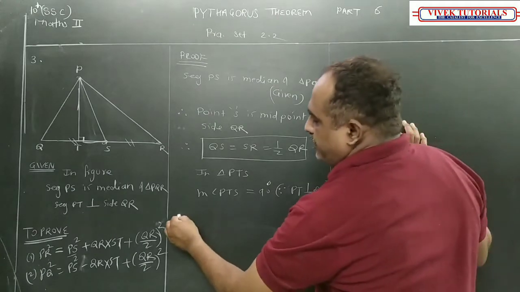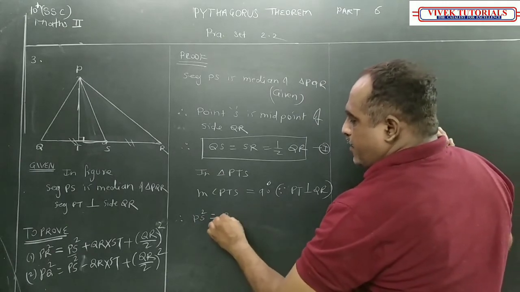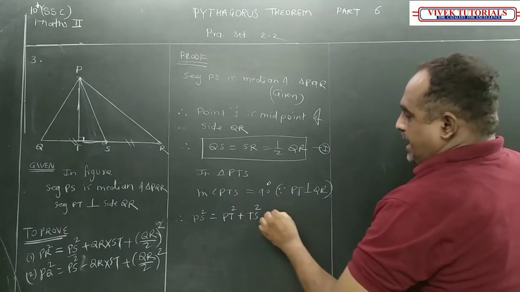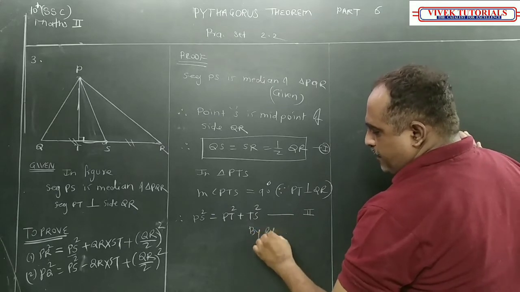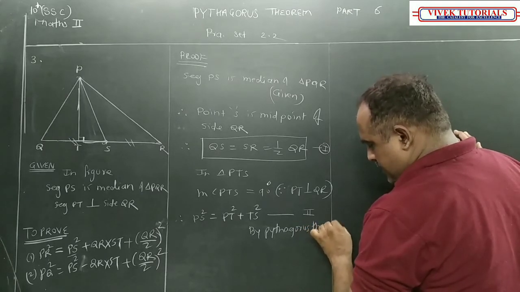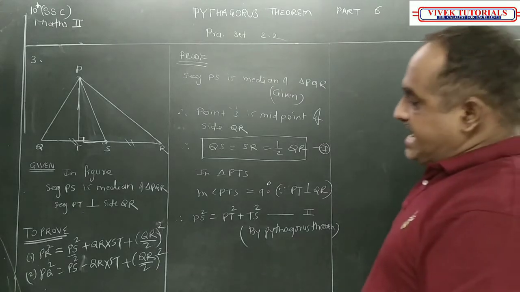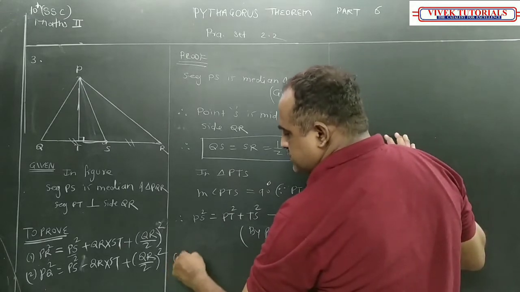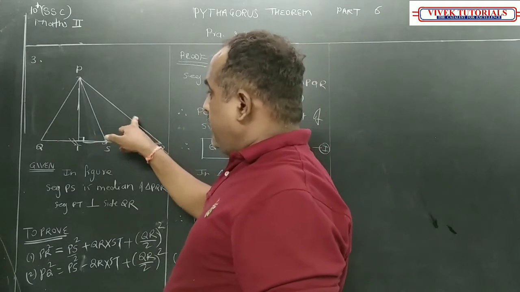Now, therefore, PS square is equal to PT square plus TS square, and I am going to write it as equation 2 by Pythagoras theorem. By Pythagoras theorem. Have you understood this? इतना करने के बाद we'll start with the first proof first. Now I'll go for the PR.